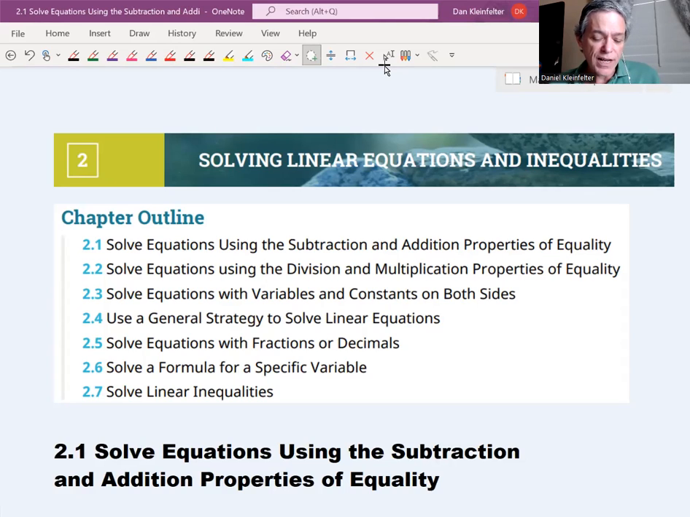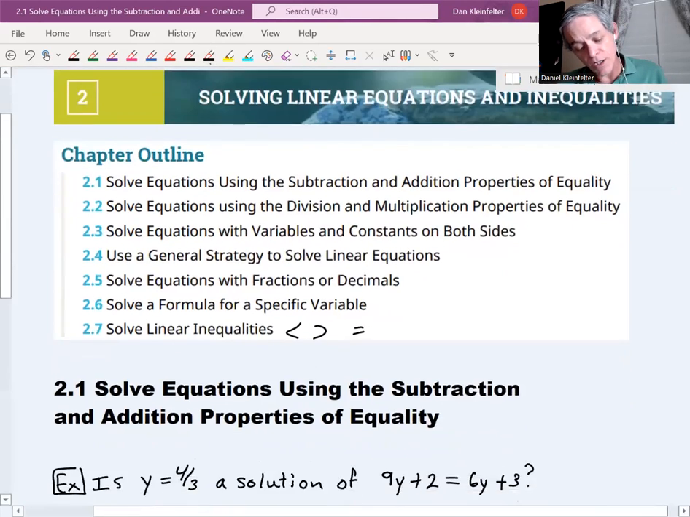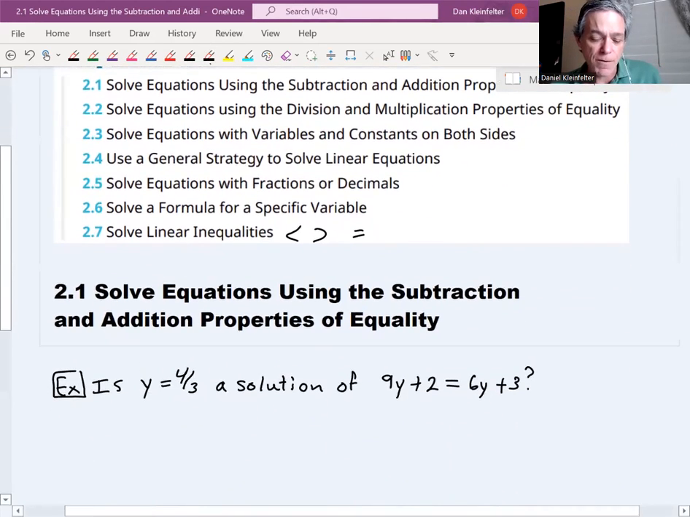And then finally in 2-7, solve linear inequalities. In that, as you'll find out, we'll be looking at less thans and greater thans and stuff like that, and not just equations with an equal sign in it. But luckily, a lot of the same steps will still apply. Of course, what we're doing and the results will be different. Okay, so let's get started with section 2.1 on solving equations using the subtraction and addition properties of equality.